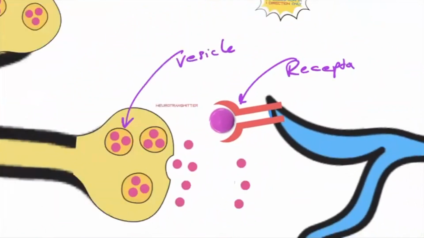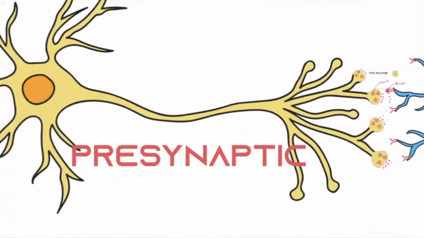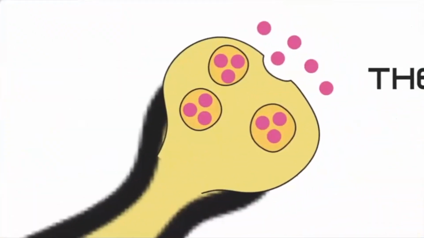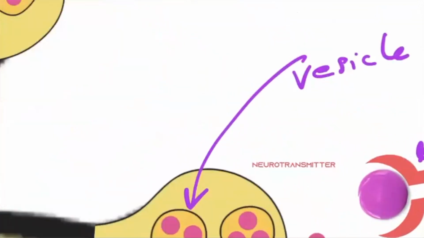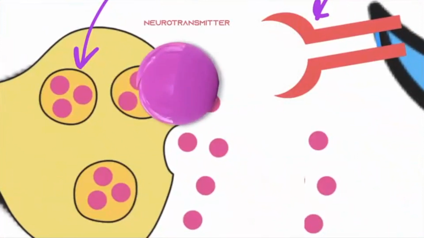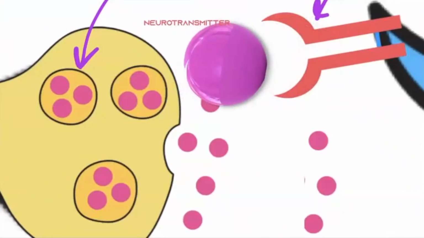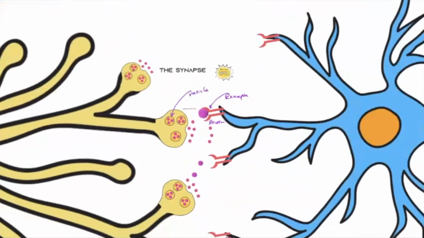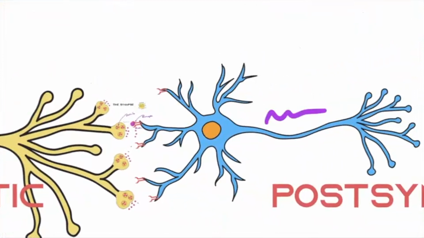So one more time, always: your presynaptic neuron comes with vesicles. Those vesicles release their content. What's the name of that chemical we have here? We call it neurotransmitter. Those neurotransmitters travel from the presynaptic to the postsynaptic neuron by means of diffusion. They bind to some receptors here. That receptor is only found in the postsynaptic neuron, and that will generate an electric impulse.